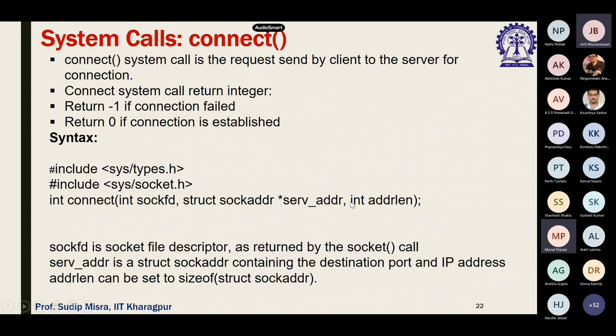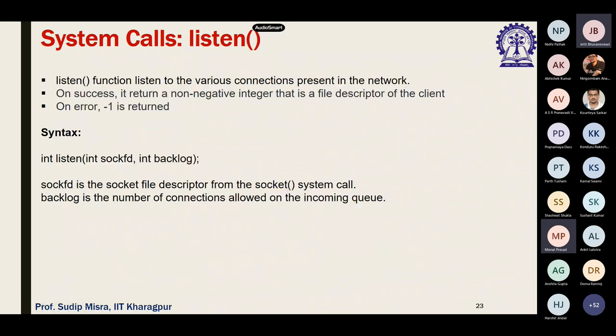Okay. So this listen is basically what I skipped earlier. The server, after binding, has to listen before it can accept a connection. So this listen function helps to listen to the various connections that are coming from the different clients over the network. If listen is successful, it returns a non-negative integer. If it is unsuccessful, it returns -1. That is why the return type of this function is integer.